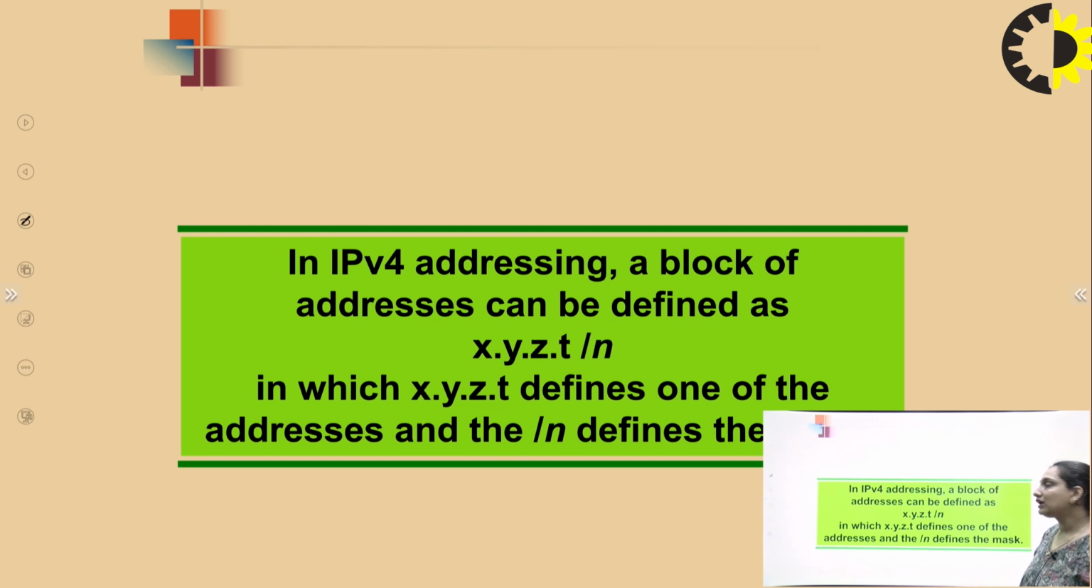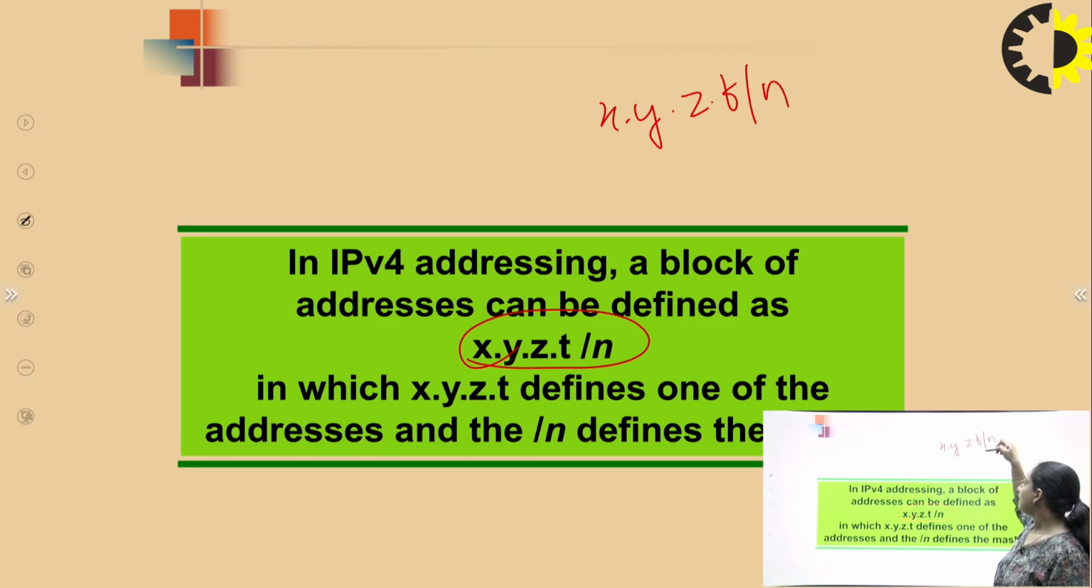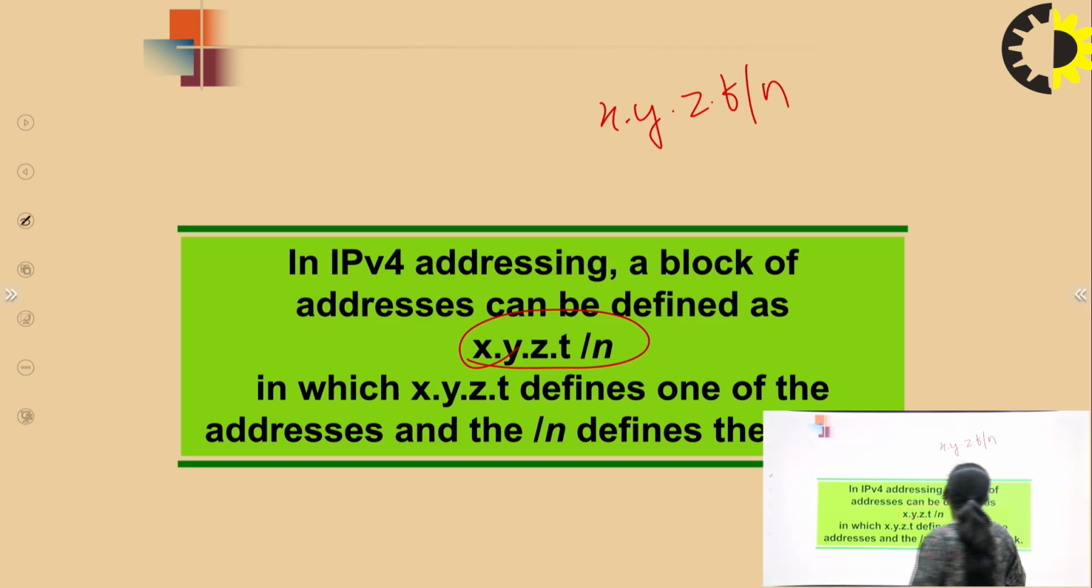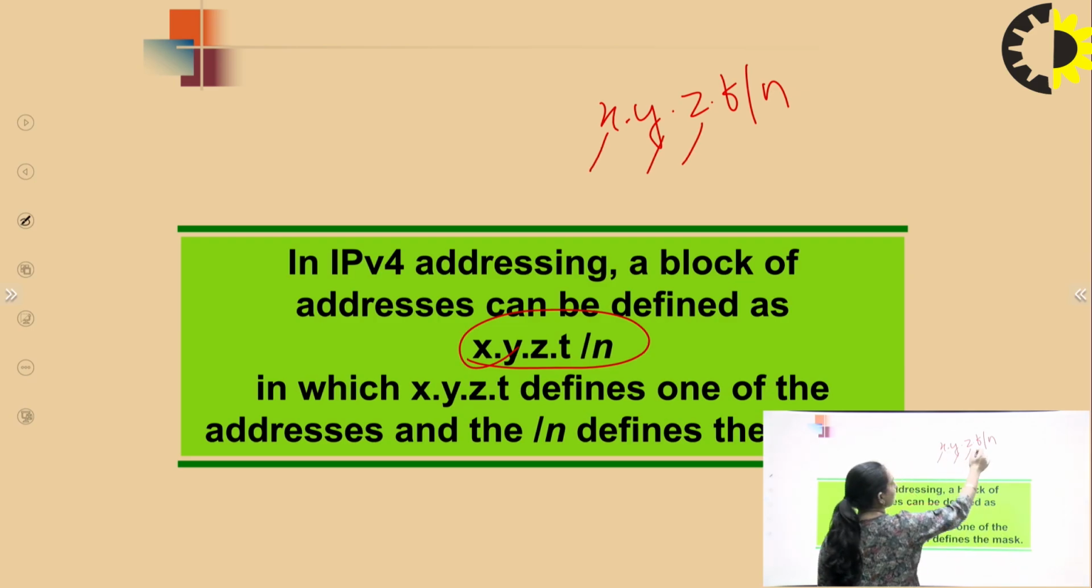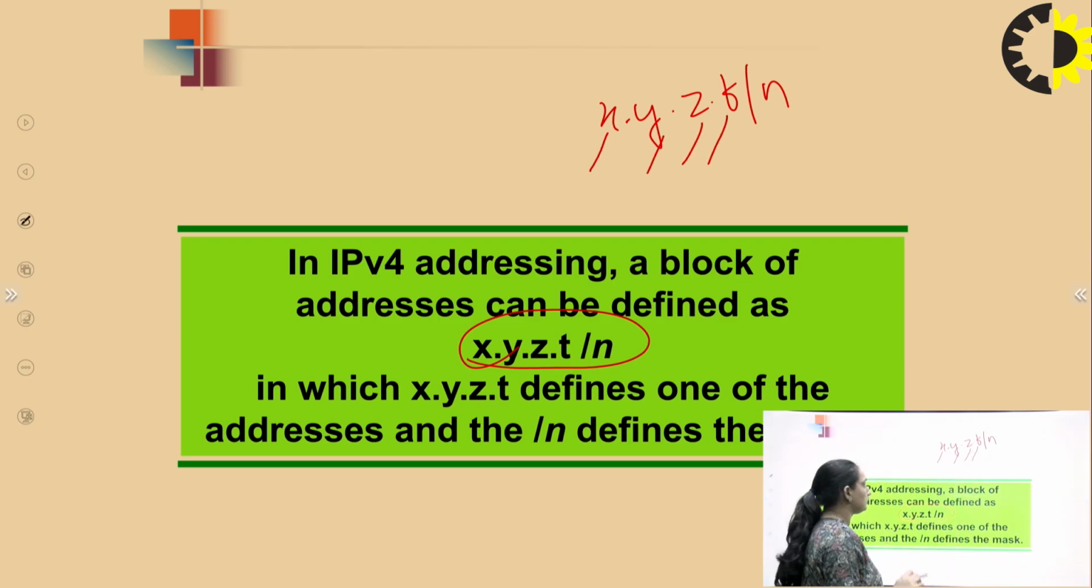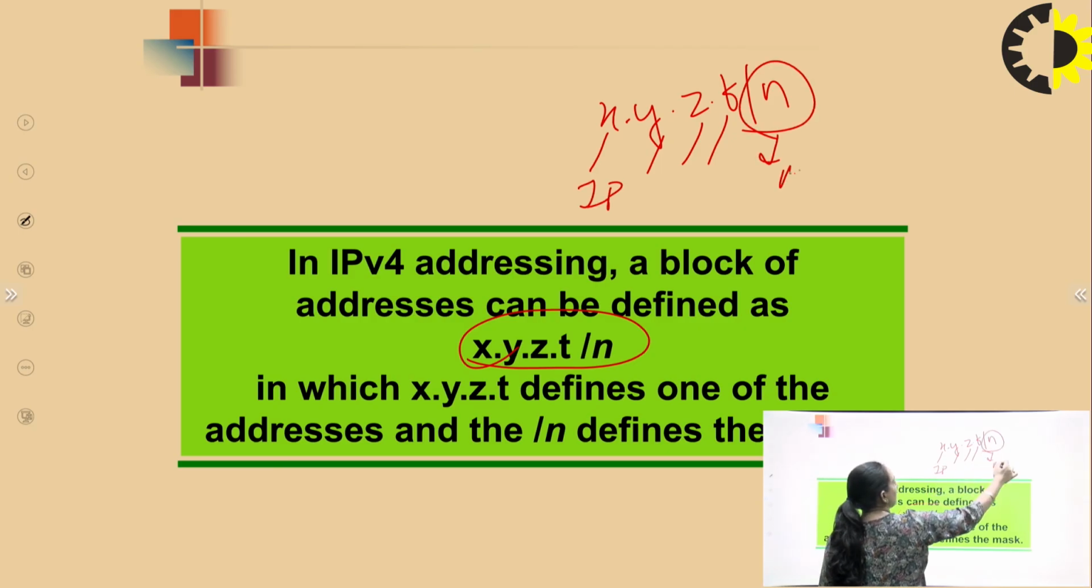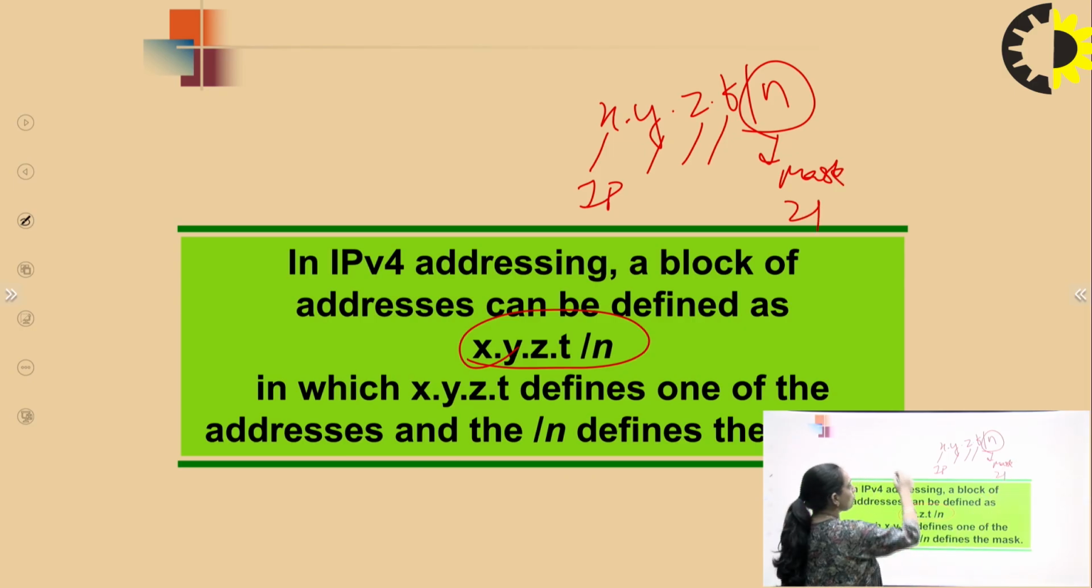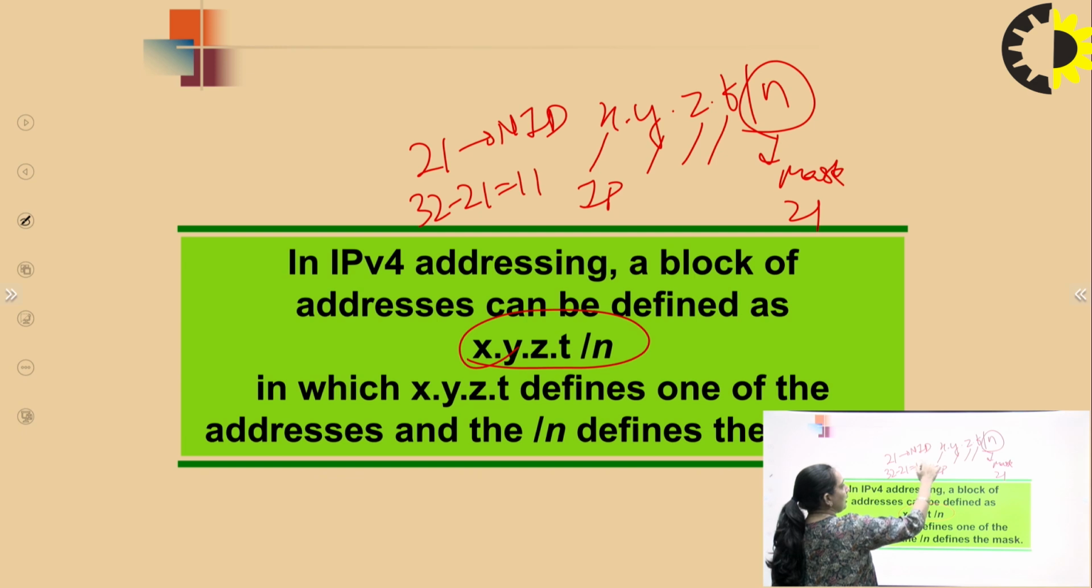So when we are using classless addressing, we will use x dot y dot z dot t slash n, where these are the IP address we were using. But this is the mask we are using. If we are making it 21, then 21 is the network address, and when we write it down, 32 minus 21 is 11. 11 is the host address.